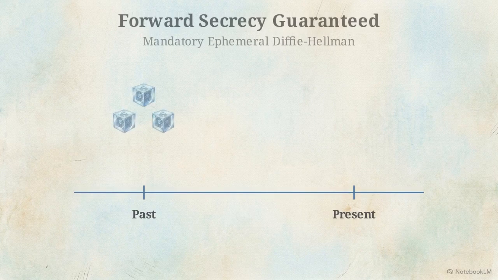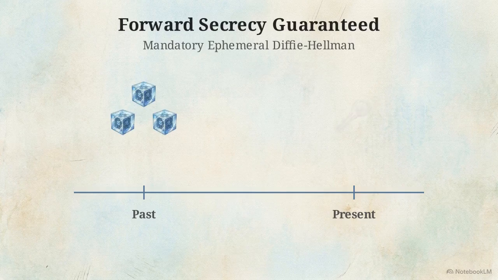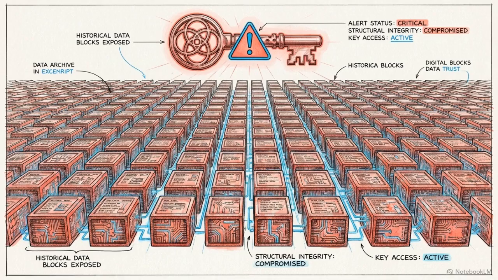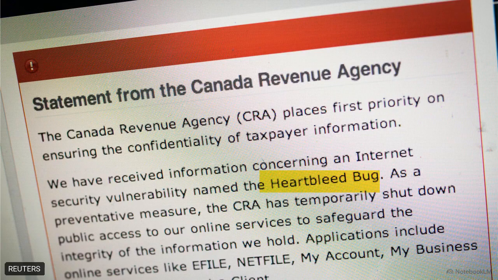Look at this timeline. Ephemeral Diffie-Hellman guarantees forward secrecy. This means that if an attacker compromises a server's long-term private key today, they cannot use it to decrypt any historical traffic they recorded in the past. Under the older, static RSA model, a single key compromise in the future would retroactively expose years of previously recorded encrypted data. We saw exactly how dangerous this was during the 2014 Heartbleed memory disclosure.